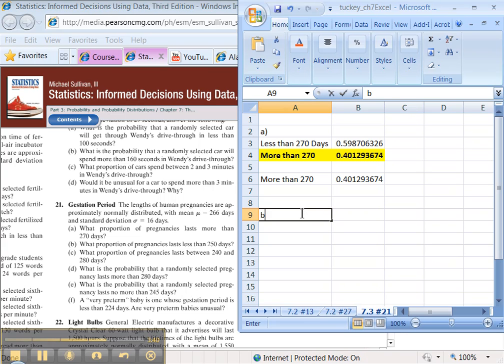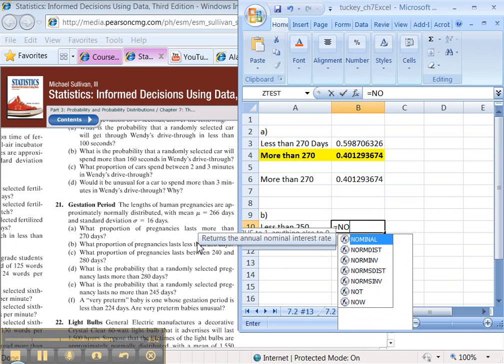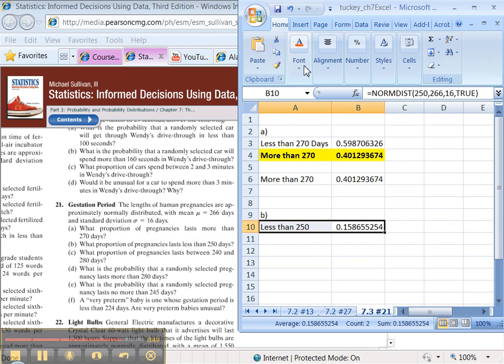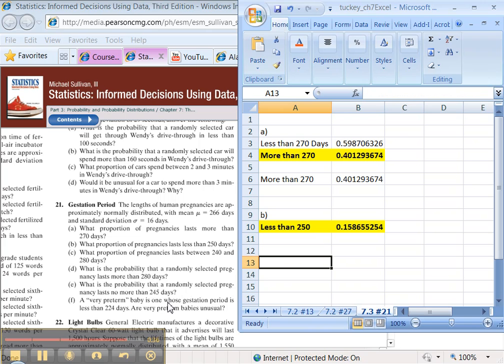All right, now what about part B? I think I can fit that in. It says what proportion of pregnancies last less than 250. Less than is to the left, so this isn't going to be hard. That would be equal to NORMDIST, spell it right. It's not NORMSDIST, it's just regular NORMDIST because this isn't the standard curve. We want 250, comma, 266, comma, 16, comma, true. Forgot about that. Enter. There you go. Bold it, and it's under font. Awesome. All right, that's parts A and B. I'll see you back here next time for parts C through F, hopefully.